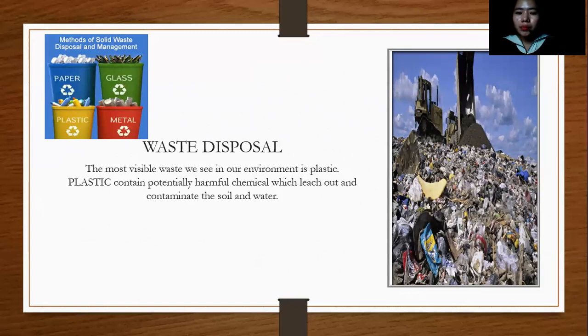And also waste disposal. So, pagtatapon ng basura. The most visible waste we see in our environment is plastic containing potentially harmful chemical which leach out and contaminate the soil and water. Aside sa plastic material kills animals, kumbaga sa aquatic life, it also kills our soil. It contaminates the soil. Kasi ang mga plastic contain toxic material para makasurvive sila for how many years. So, that's the reason nga kailangan natin magkaroon ng methods of disposal or solid waste disposal and management.